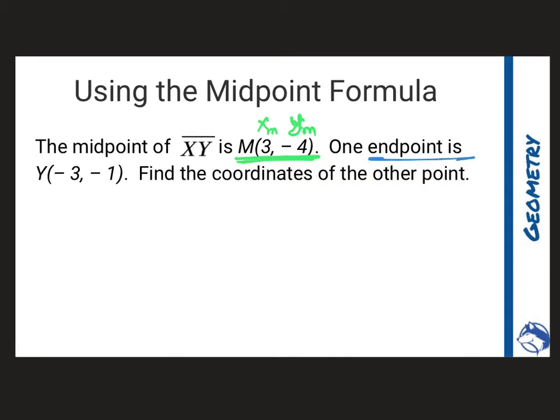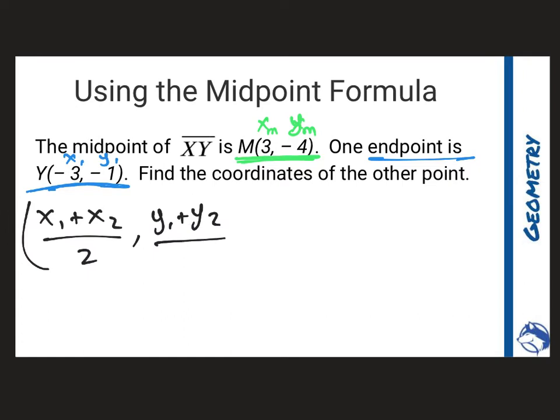So they give me one endpoint, and I'm just going to call this X1 and Y1 right off the get-go. So remember, I'm still using X1 plus X2 over 2 and Y1 plus Y2 over 2. And that's going to be equal to this green stuff here. So that's going to be equal to my 3 comma negative 4.